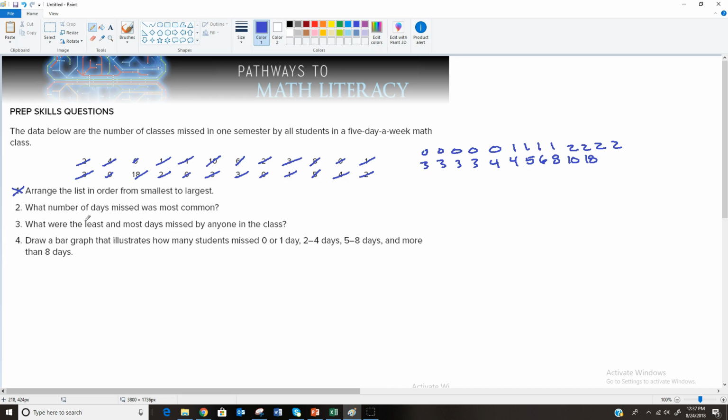So, what number of days missed was the most common? Well, 1 was missed 4 times, 2 was missed 4 times, 3 was missed 4 times, but we can't forget 0. 0 was actually the most common number of days missed. In other words, there were 5 people who had perfect attendance, and that was the most common occurrence among the students. So 0 is the most common number of days missed. What were the least and most days missed by anyone? Well, 0 is the least. And then the most would be that one person up here that had 18. So 18 is the most.